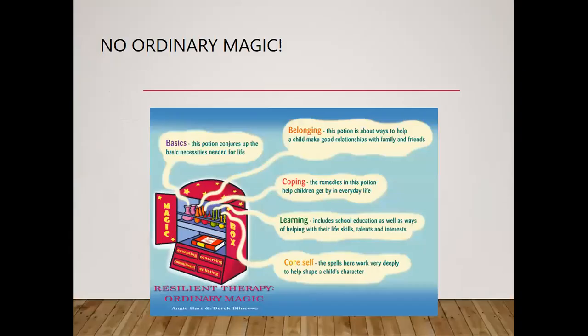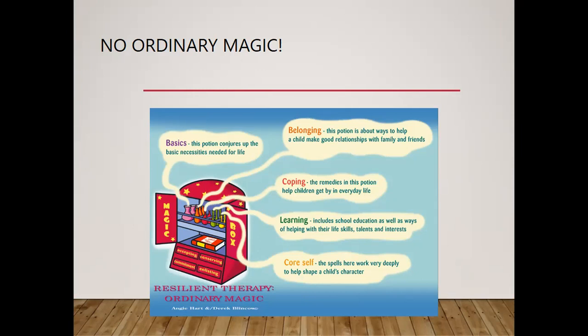We will now begin to explore what is resilience and how do we build it. This slide shows us it is no ordinary magic. There are 5 main elements to building resilience. We need basics, belonging, coping, learning, and core self. The basics are around: we need a roof over our heads, we need food on the table, suitable clothing, a bit like a car needs petrol in order to run.